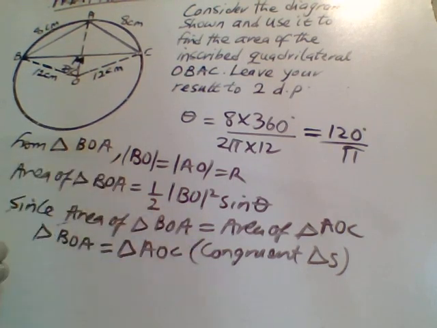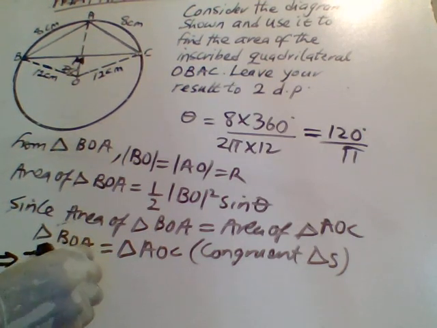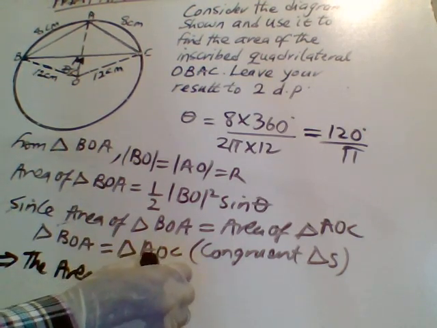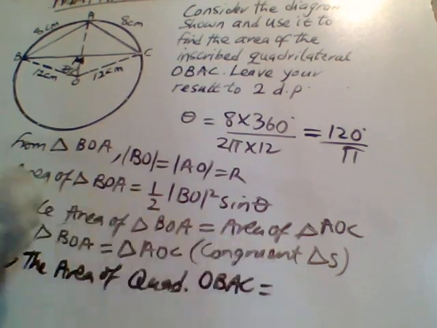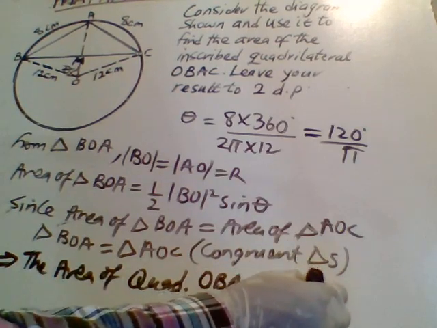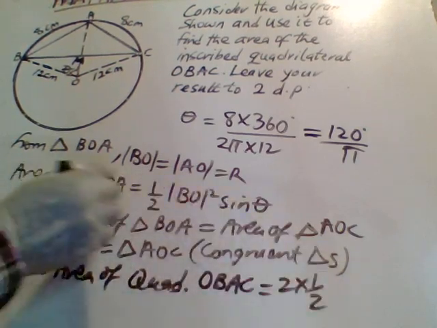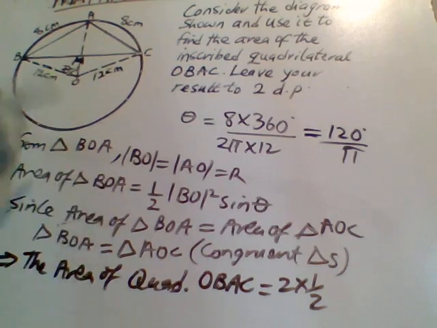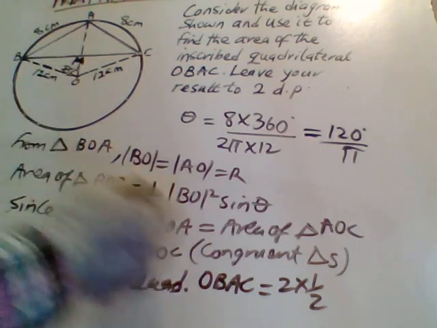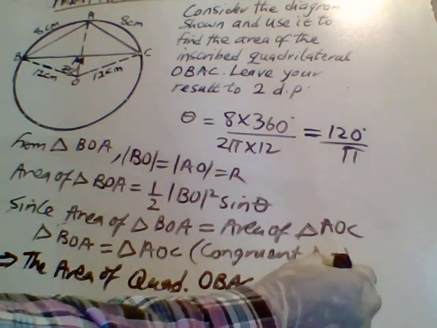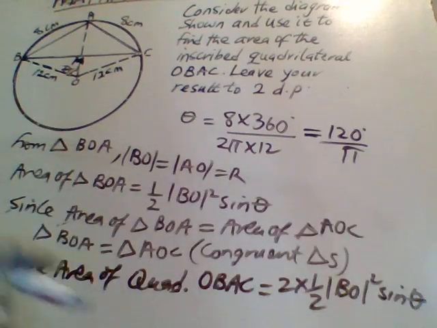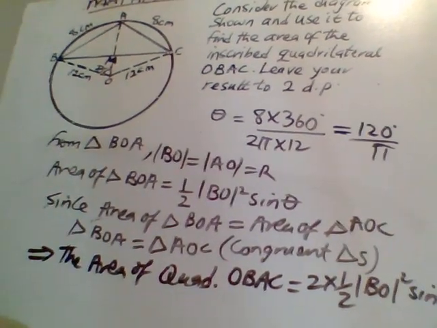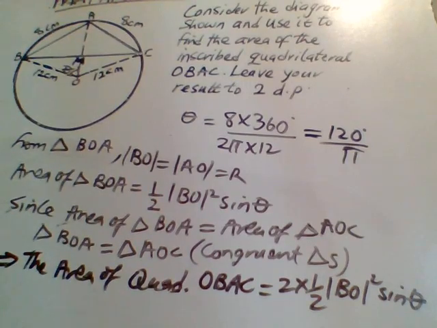So since they are equal, this implies that the area of quadrilateral OBAC is equal to 2 times the area of triangle BOA. That is 2 times half, multiplied by BO squared sine theta. So let's proceed.